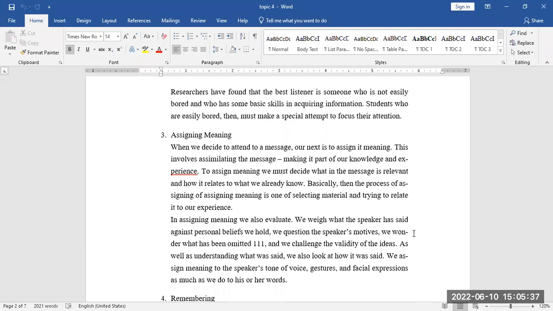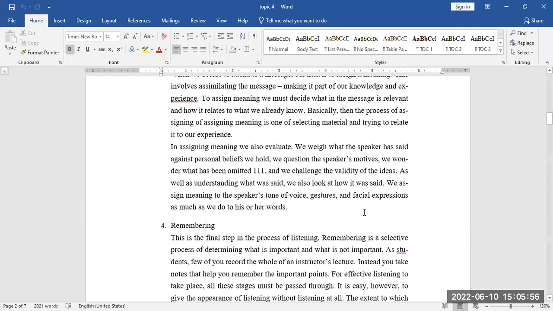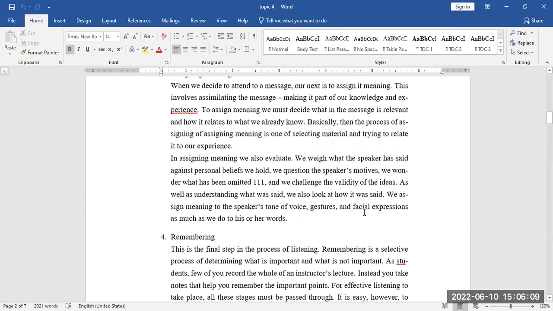So to assign meaning, we must decide whether the message is relevant or not. So in assigning meaning, we evaluate. We weigh what the speaker has said against personal beliefs we hold. We question the speaker's motives. We wonder what has been omitted, and we challenge the validity of the ideas. That is now what we call assigning meaning.